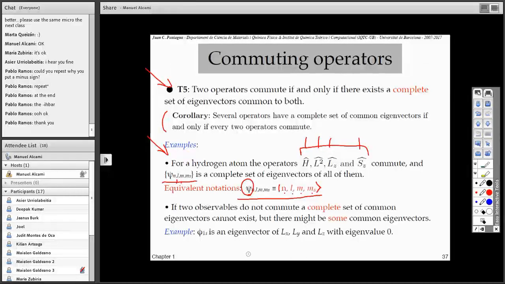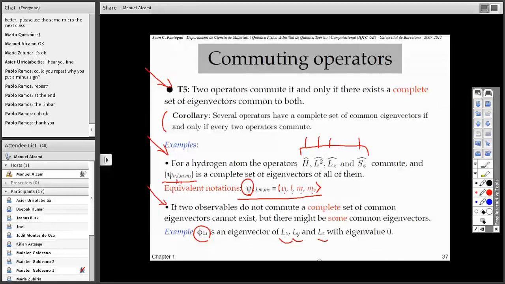If two operators do not commute, there cannot be a complete set of common eigenvectors. But it could happen that they have some common eigenvectors. It depends on the case. For instance, any S state of a hydrogen atom is an eigenstate of Lx, Ly, Lz with eigenvalue 0. So in any S state, we know that the modulus of the angular momentum is 0, and so the three components should be 0, as can be verified.